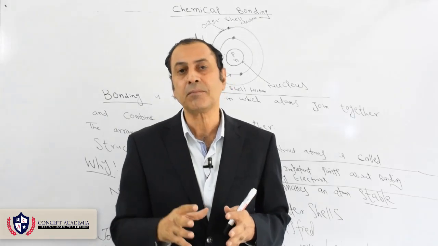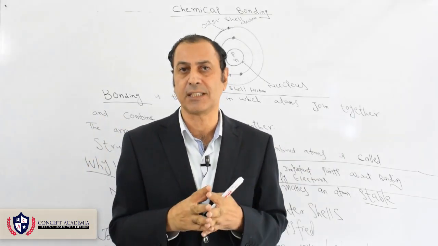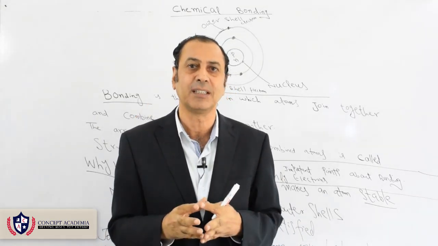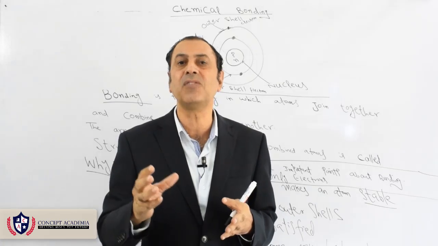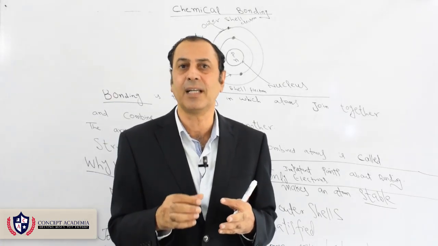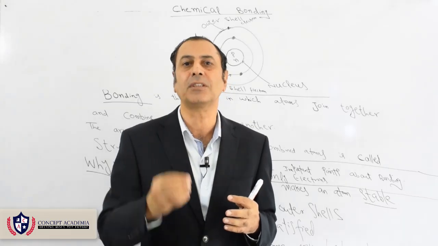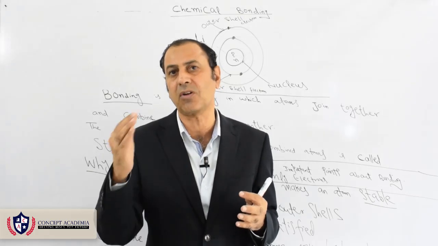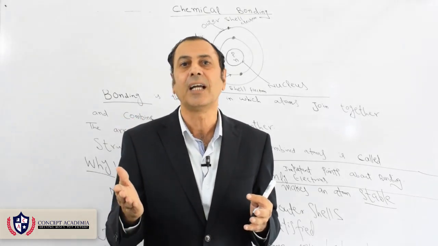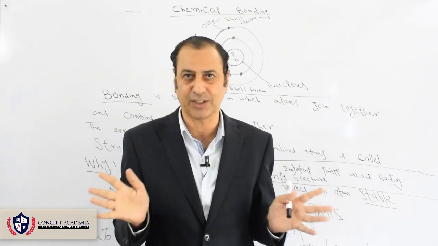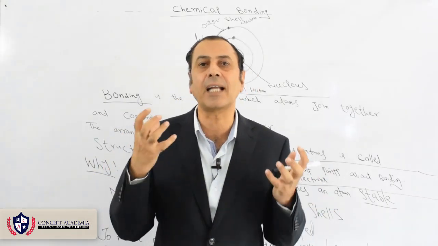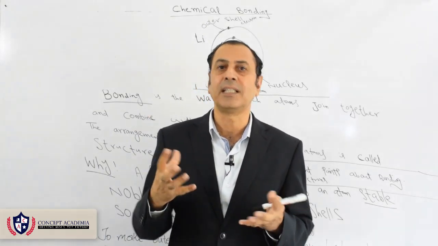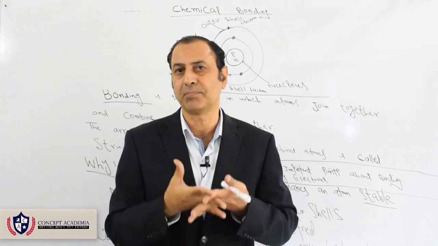Number one, all the stuff around us is made of tiny particles, and these tiny particles are called atoms. Atoms have even smaller particles in them, that is electron, proton and neutron. Electrons are negatively charged particles, protons are positively charged particles, and neutrons have no charge on them. So it means that an atom has charge in it, and these charged particles are electrons and protons.